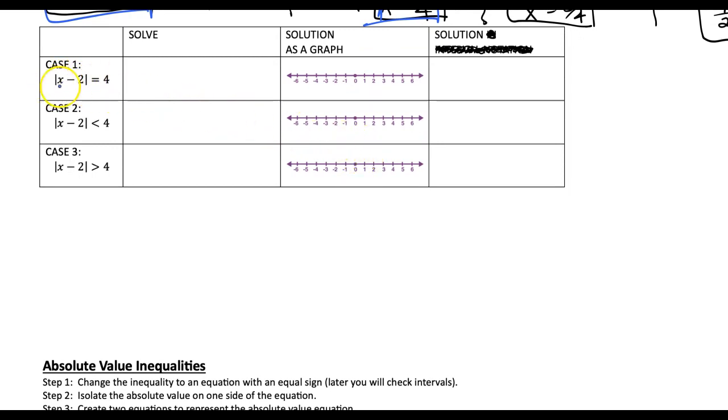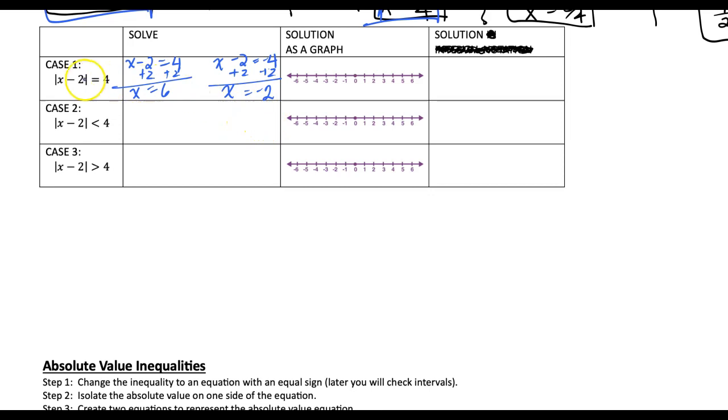So we just looked at solving an equation, and how we did it is we isolated the absolute value and then separated into two equations, x minus 2 equals 4 and x minus 2 equals -4, and solved from there. So here we get x equals 6. And on the second equation, we get x equals -2.